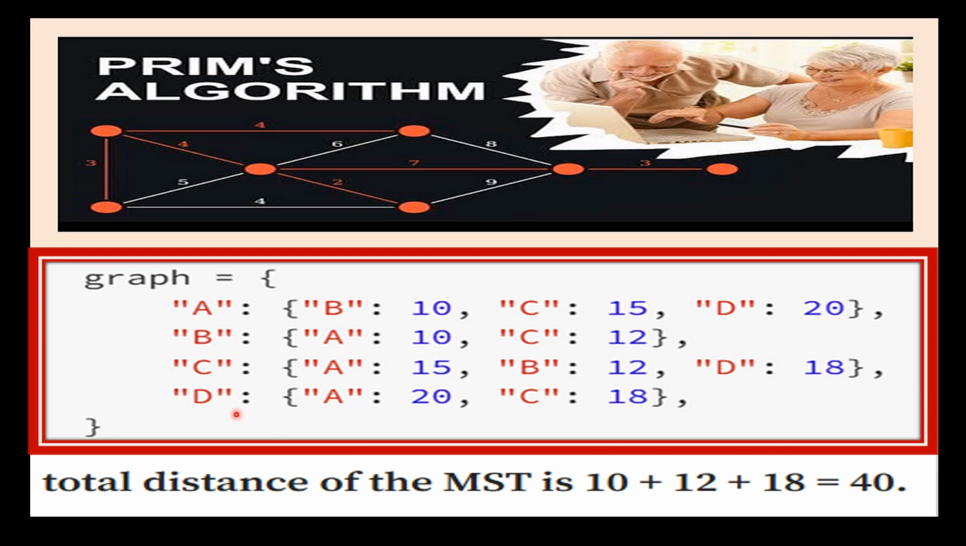Now from store D, you can visit store A and store C. We have already visited store A and store C, so we don't need to consider these edges. So the final minimum spanning tree includes the following edges, that is A to B, B to C, C to D. That is 10 plus 12 plus 18. That is 40 here. Now Prim's algorithm continues until all vertices are part of the minimum spanning tree.